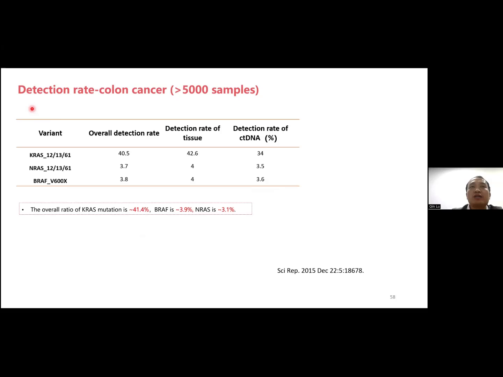And for the detection rate in colon cancer, we can see that the overall KRAS mutation rate is around 40%, as reported by some big cohorts, and our detection rate is very similar to the big population data.